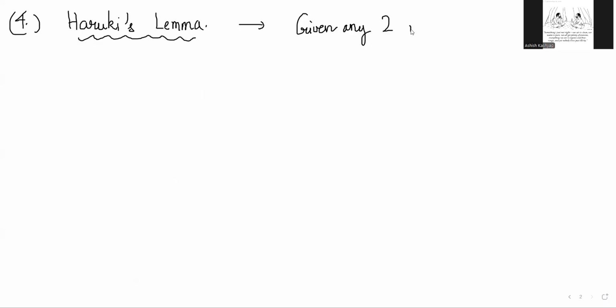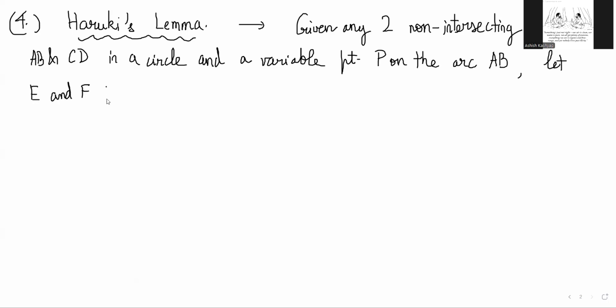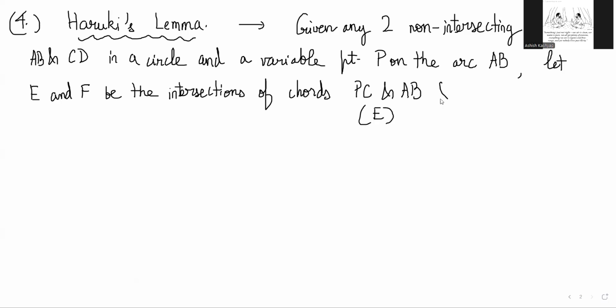Given any two non-intersecting chords AB and CD in a circle and a variable point P on the arc AB, let E and F be the intersections of chords PC and AB. So PC and AB are intersecting at E, and PD and AB are intersecting at F.